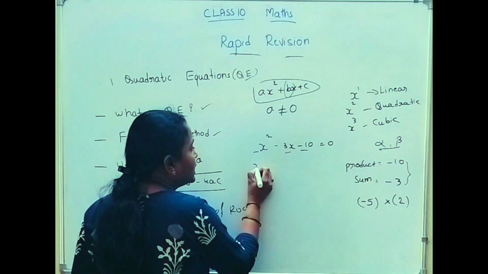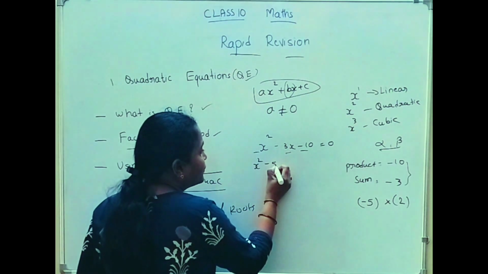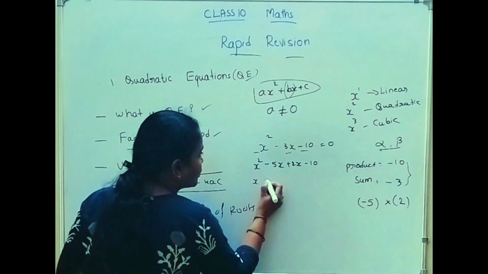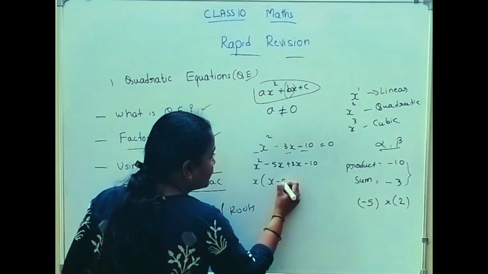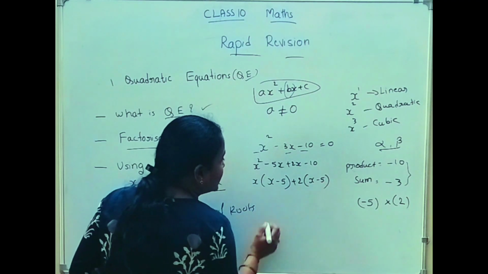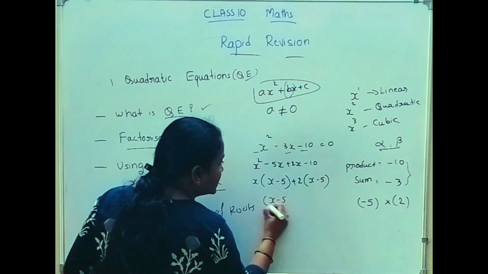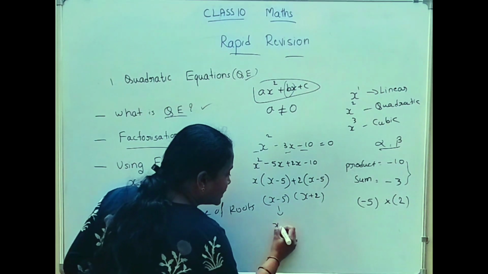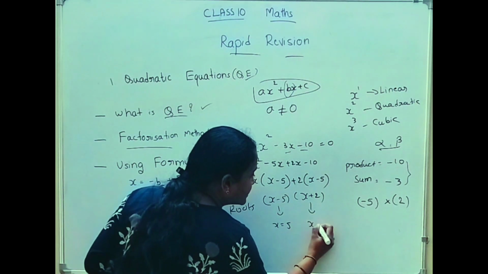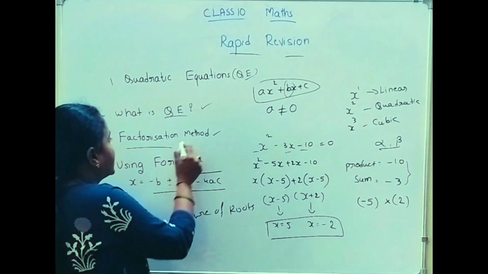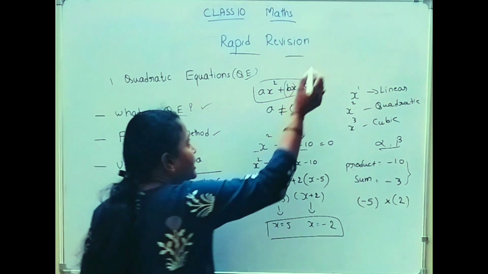So we write x square minus 5x plus 2x minus 10. Taking x common, it is x into x minus 5 plus 2 into x minus 5, taking x minus 5 common. So we get x minus 5 and x plus 2, the two factors. From this we get x is equal to 5, and from this we get x is equal to minus 2. So these are the two roots obtained by the method of factorization.